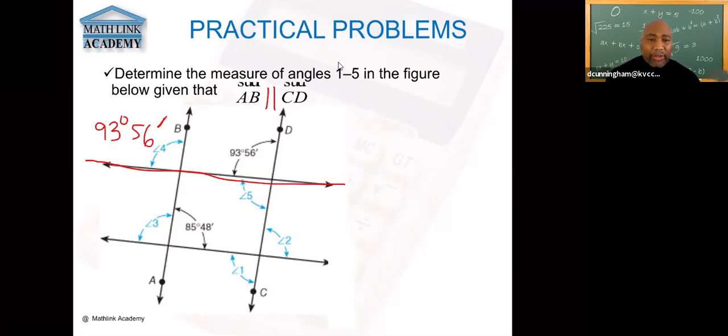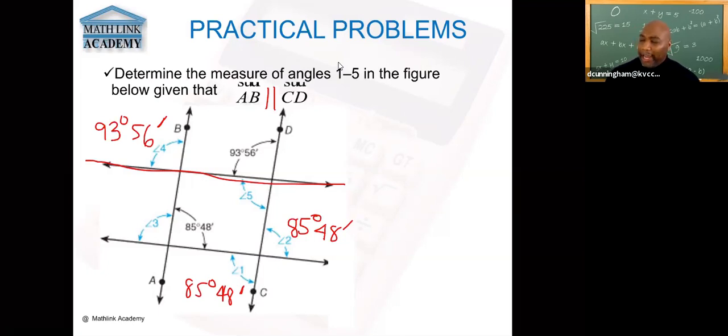Now let's look at 85 degrees and 48 minutes. Is there a corresponding angle for that one? Yes, angle 2. So in this case, this also will be 85 degrees, 48 minutes. Now, as I looked at angle 2, I could easily find the measurement of angle 1 because angle 1 and angle 2 are vertical. And so this would be 85 degrees, 48 minutes. That's the vertical. So always give the reason why you have it.